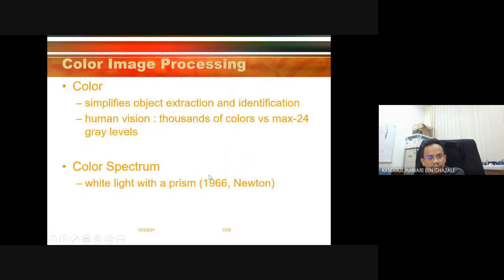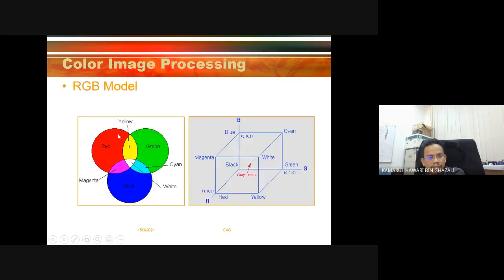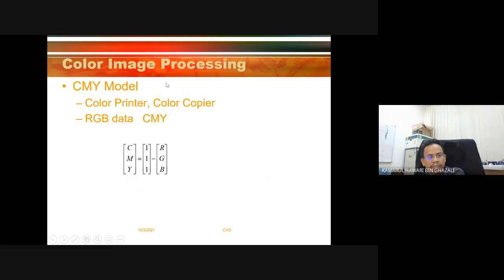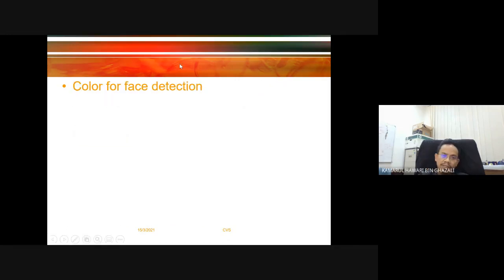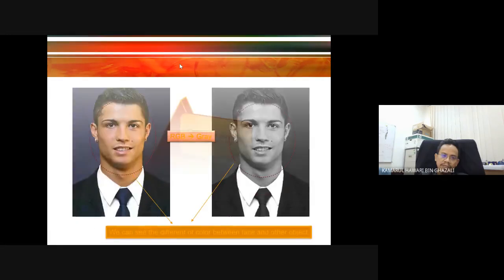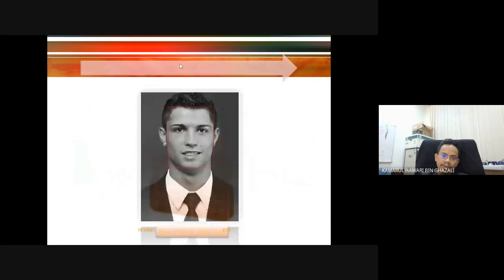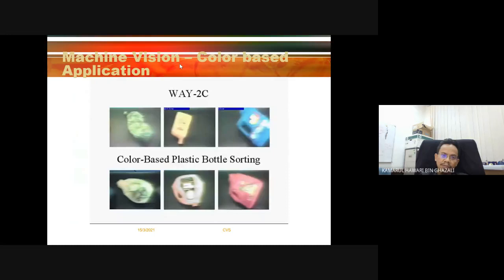I just skip this one. Example of color image processing: color simplified object, color spectrum. RGB is color, CMY, YIQ is color. So this is the RGB. The RGB model is a combination of three: red, green, blue. At one point, it contains three values, RGB. The CMY model is a more practical application. This is used for color phase detection, and RGB is color-based for machine vision applications.